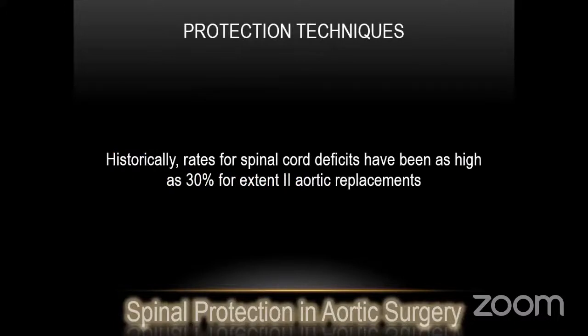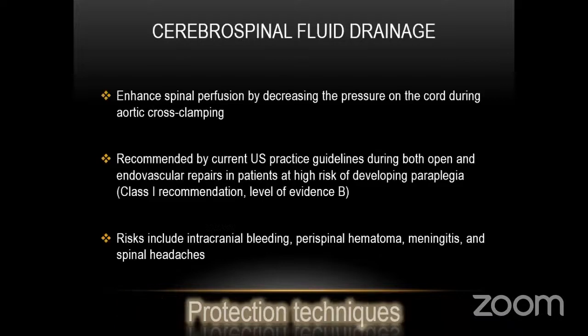About protection techniques, historically, the rate of spinal cord deficit has been as high as 30% for extent 2 aortic replacement. But with the improvement of protection techniques, it has decreased now to around 5%. The first protection technique for the spinal cord during aneurysm repair is cerebrospinal fluid drainage, which enhances the spinal perfusion by decreasing the pressure on the cord during aortic cross-clamp.